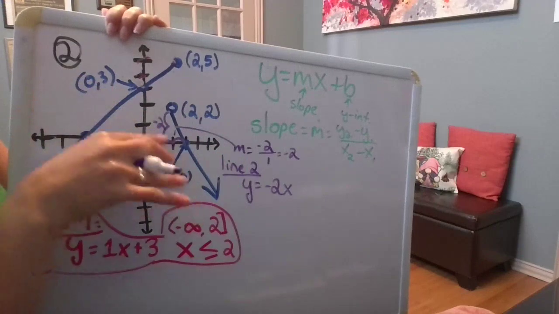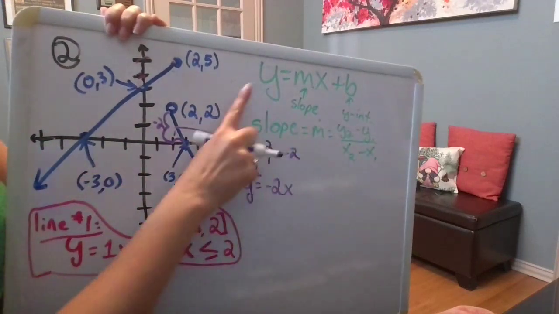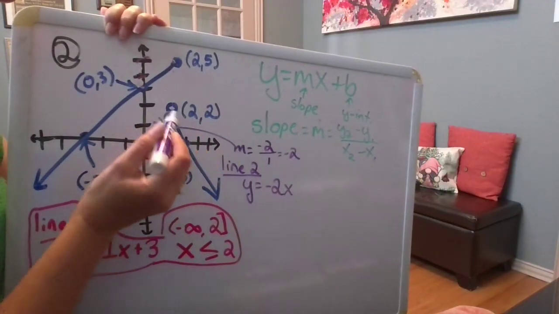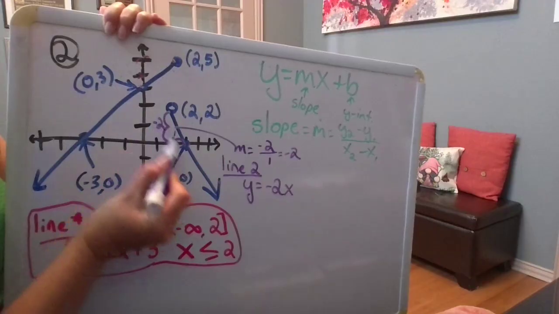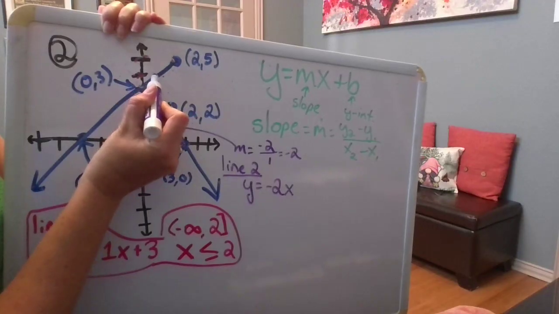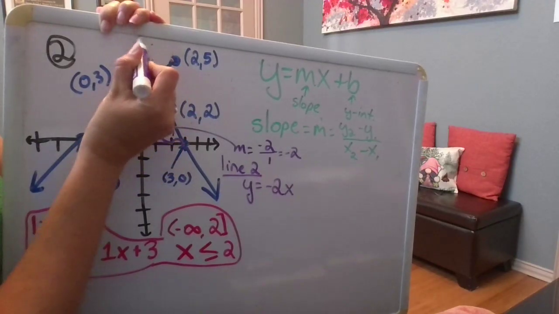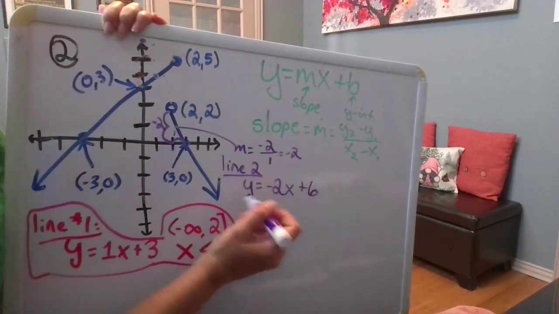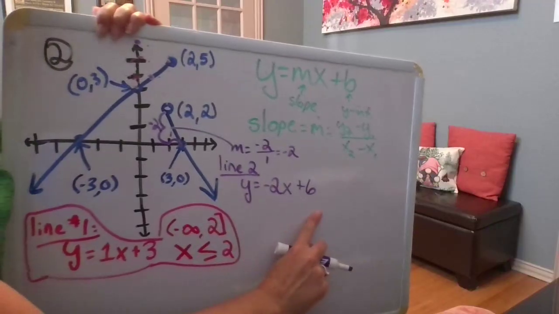Now, if you're doing it just from the graph without using this kind of equation or anything else like that, what we'd have to do to find my y-intercept is continue this pattern of going up 2 and then left 1, up 2 and then left 1. So it's going to happen at positive 6. That is the equation for my second line.